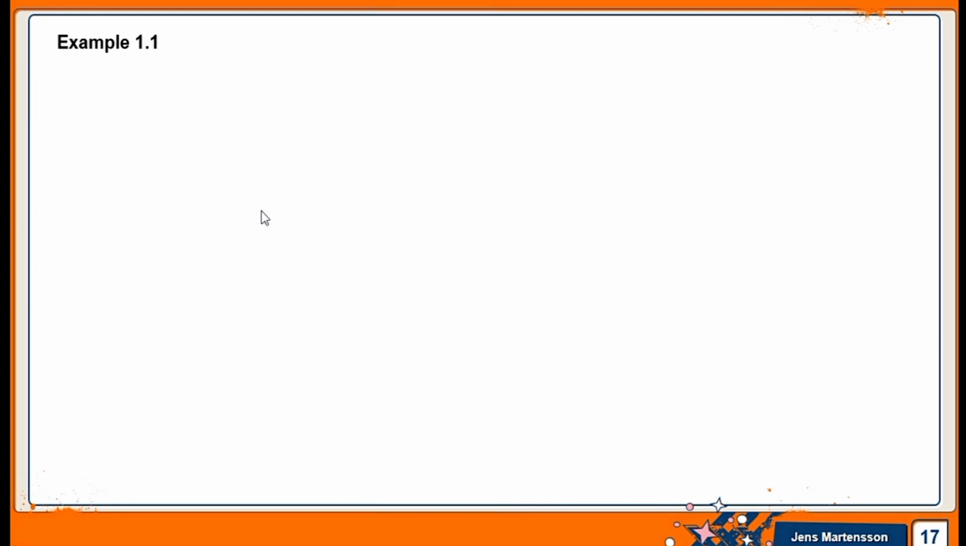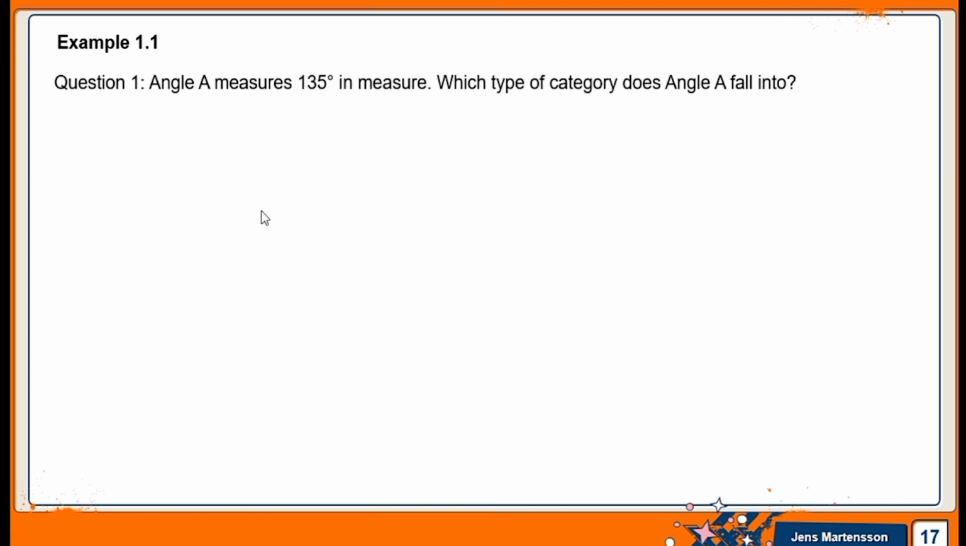We are done discussing, and I hope you learned something about the seven kinds of angles. Now we have an example here. We have question number 1. Angle A measures 135 degrees. Which type of category does angle A fall into? So pause this video and answer. Try to answer, okay, and then go back.